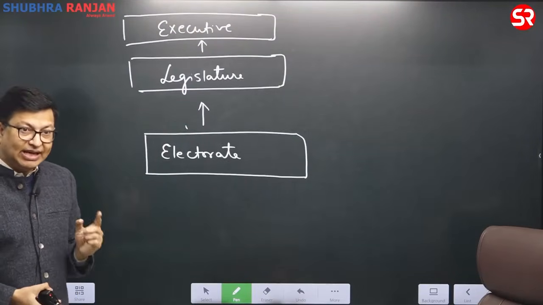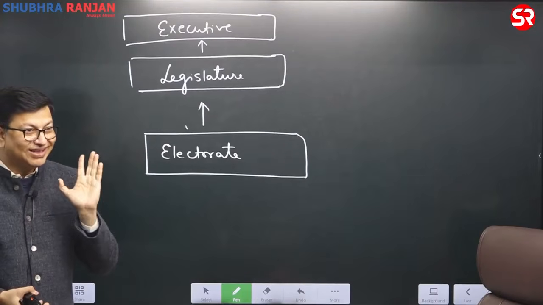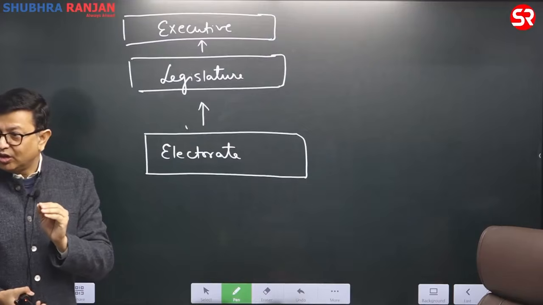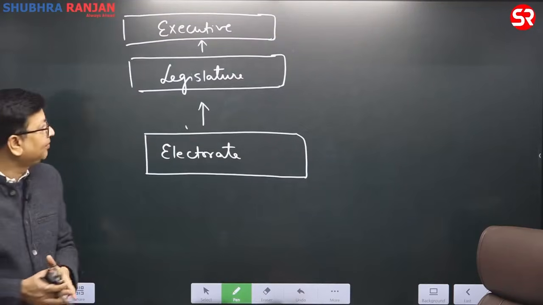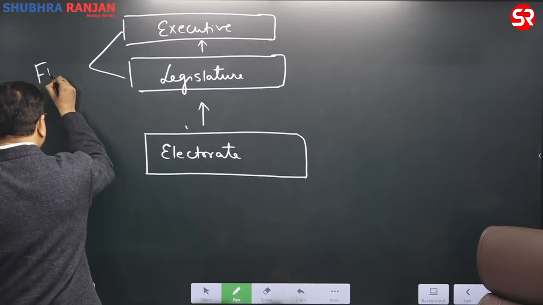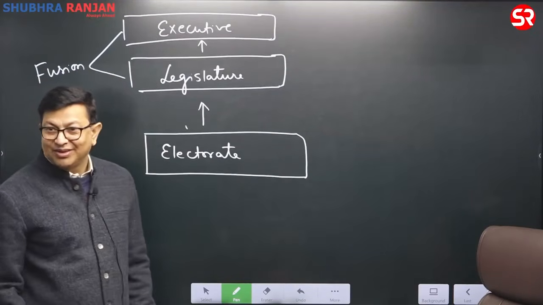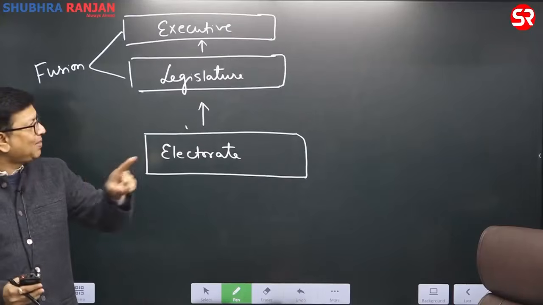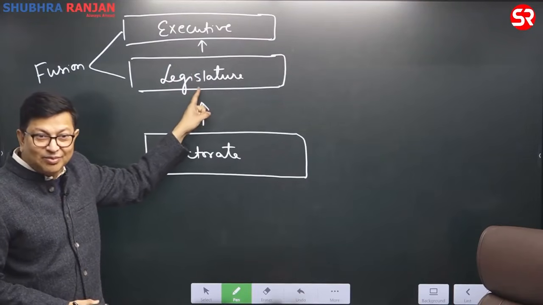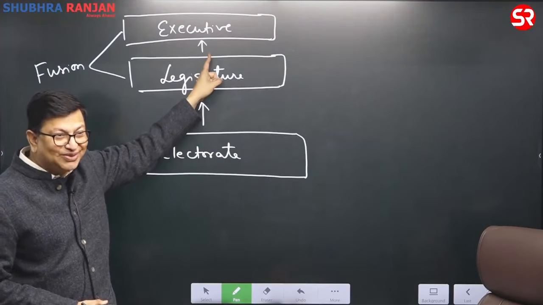No doubt in our country, we have a law that a non-member can be a minister for 6 months. But within 6 months, he has to get elected. Otherwise, he will no longer continue as the minister. So, here you see that there is a fusion of the executive and the legislature. You see, the vice versa is not correct. The members of the executive must be the members of the legislature. But all the members of the legislature must not be the members of the executive.